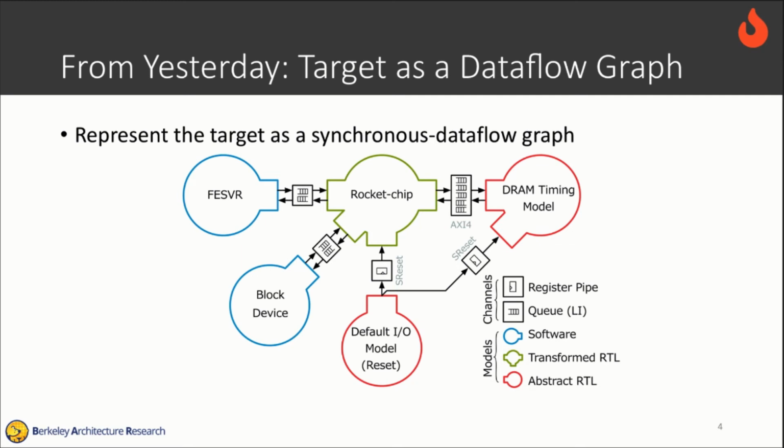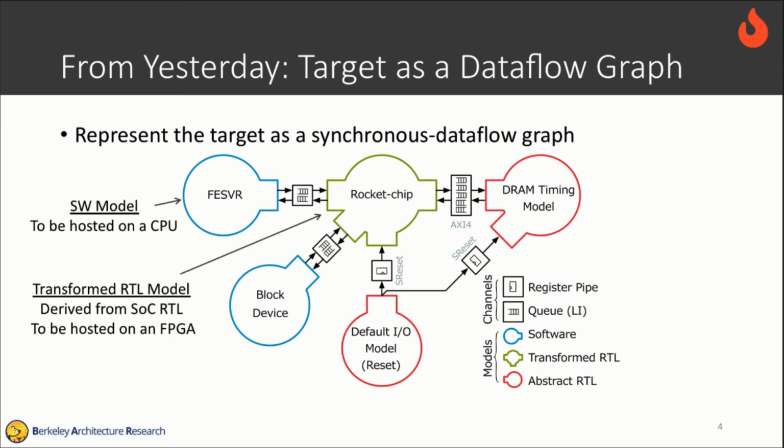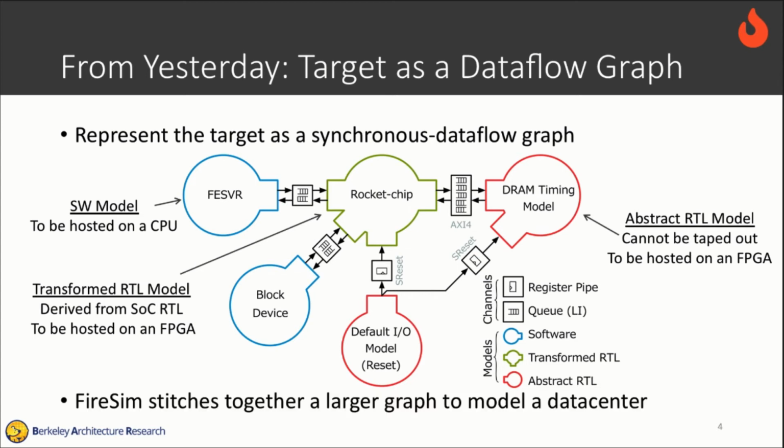Right. So in Midas, this is a synchronous data flow graph. In a RAM-style simulator, it doesn't have to be an SDF, but for us it is. You have software models, transformed RTL models, which are going to be generated from Chisel, and then abstract RTL models, which someone like me wrote by hand to consume and produce tokens. And like I said, FireSim basically stitches this star into a much larger graph by adding a NIC and then also adding a switch model in software.